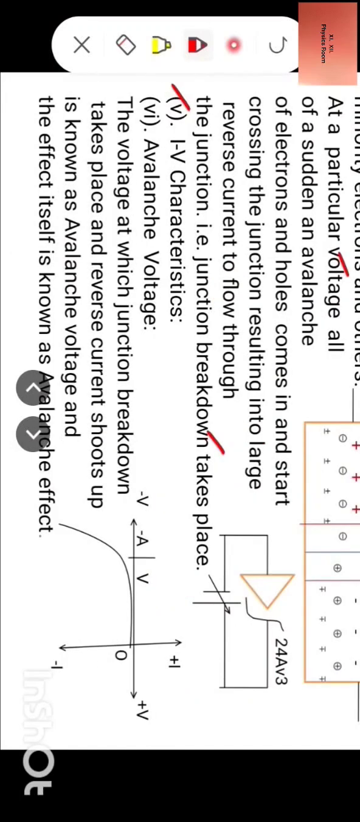Fifth, IV characteristics. IV characteristics is as shown here. Sixth, avalanche voltage. What is avalanche voltage? The voltage at which junction breakdown takes place and reverse current shoots up is known as avalanche voltage, and the effect itself is known as avalanche effect. Here at this point, this is avalanche voltage and A for avalanche effect.